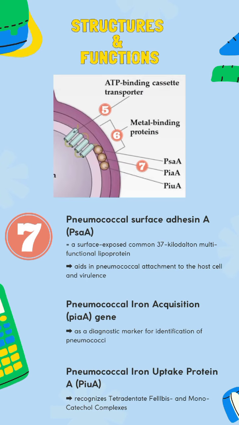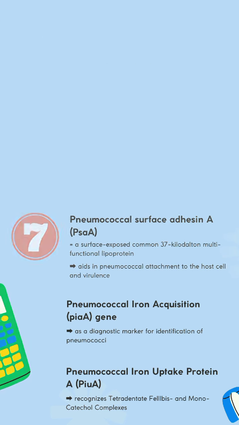Pneumococcal surface adhesin A aids in pneumococcal attachment to the host cell and virulence. The pneumococcal iron acquisition gene acts as a diagnostic marker for identification of pneumococci. Pneumococcal iron uptake protein A recognizes tetradentate cell base and monocatechol complexes.